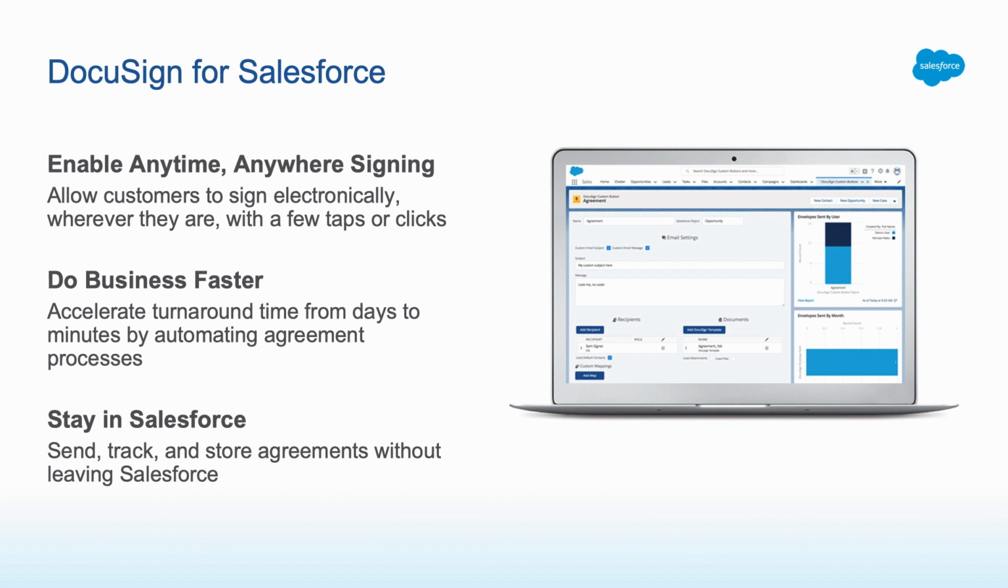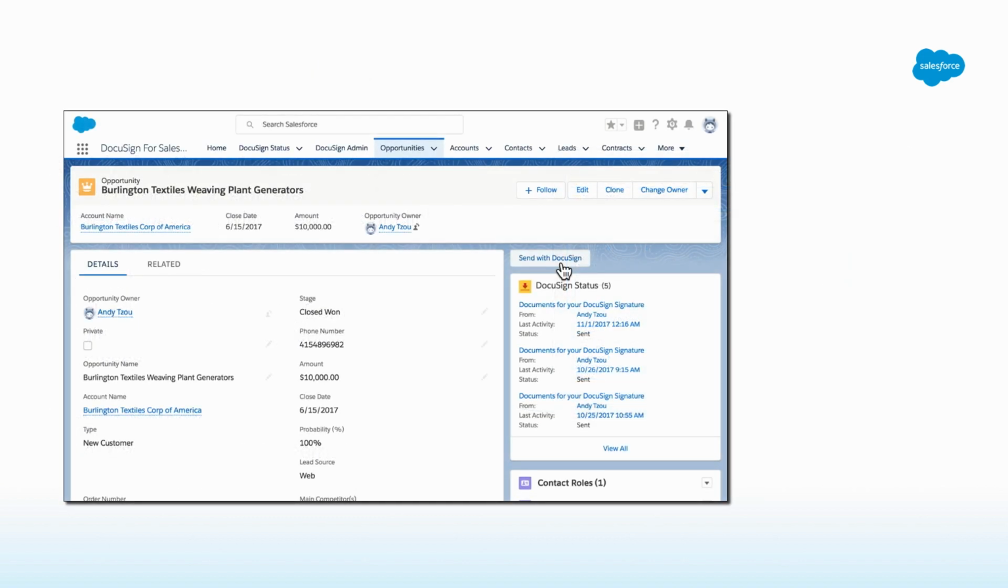Let me show you one workflow which will give you a brief idea about how DocuSign for Salesforce works. As an out-of-the-box offering, we provide Send with DocuSign functionality. Once you download and install the package, you can add this button on any Salesforce object. With the click of this button, you're ready to send the document. Let's say I'm sitting in a Salesforce org and I'm at the Burlington Textiles opportunity page. I want to send this document out for signature.